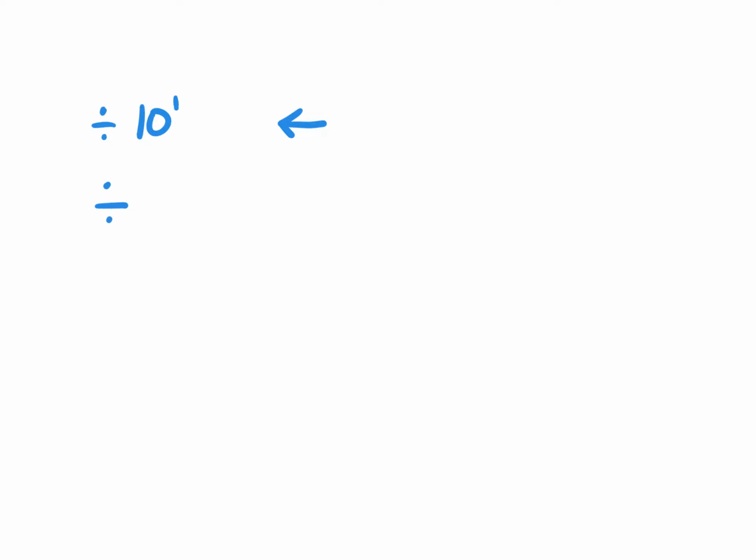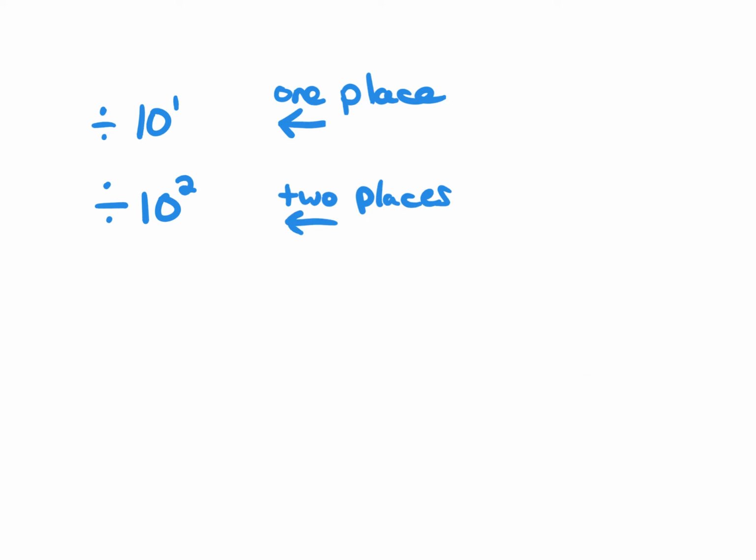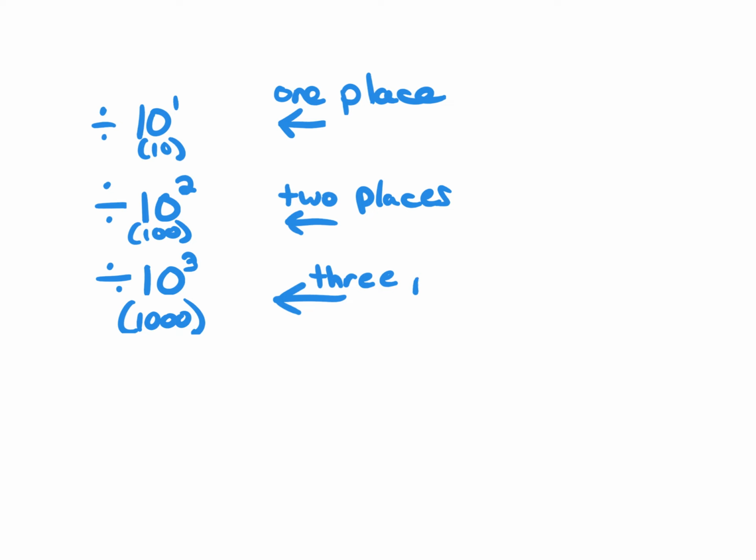If we're dividing by 10 to the second, and you should be copying this in your notebook, this means we're going to move the decimal point 2 places to the left. Divide by 10 to the third, or 1,000. Just like 10 to the second is 100, 10 to the first is 10. 10 to the third, we're going to move the decimal point 3 places to the left.